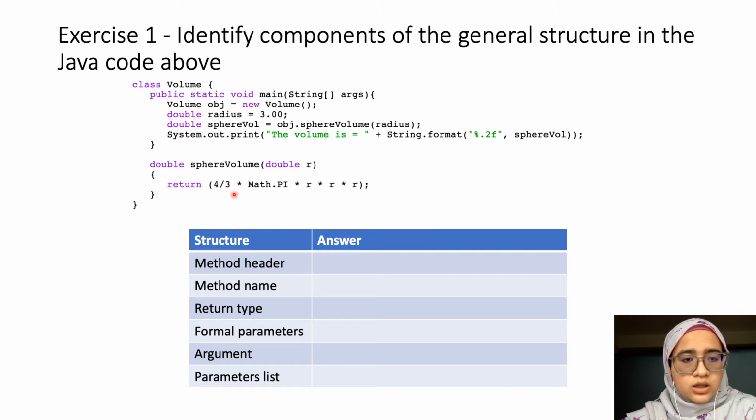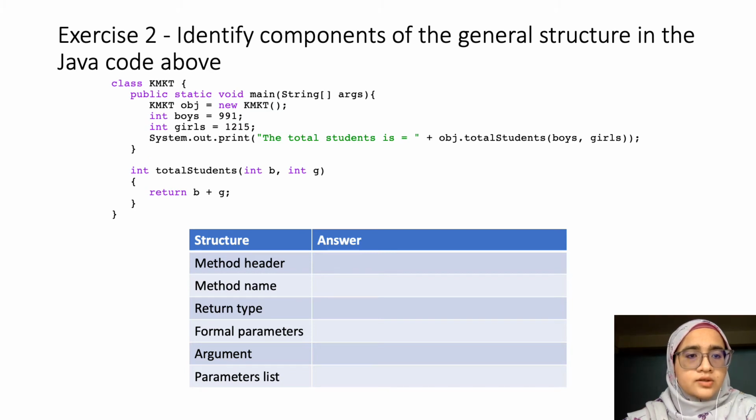Alright, so from this code, can you take out a piece of paper and write which is the method header. And then the second, what is the method name? And the third one is, what is the return type? The formal parameters, the argument and the parameter list.